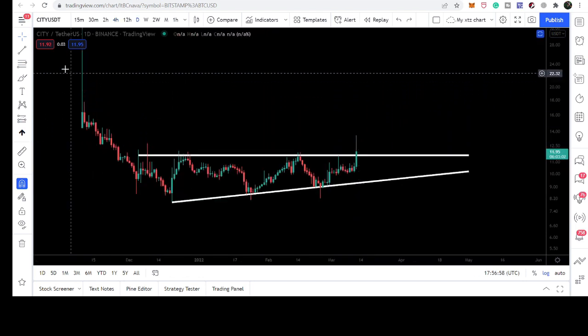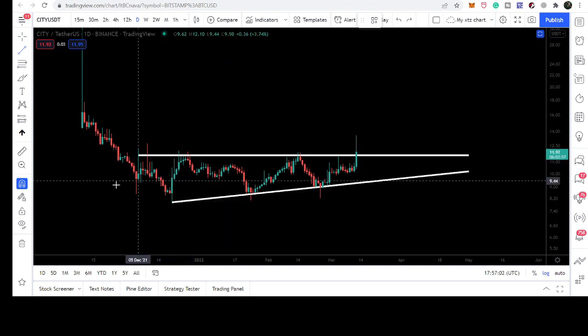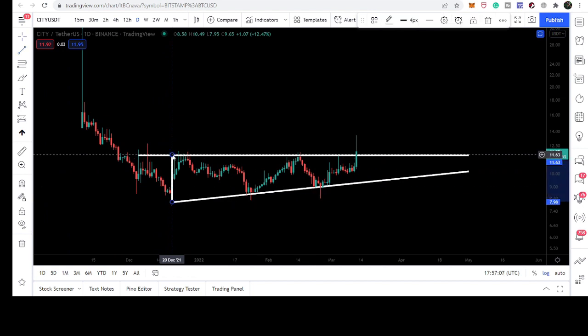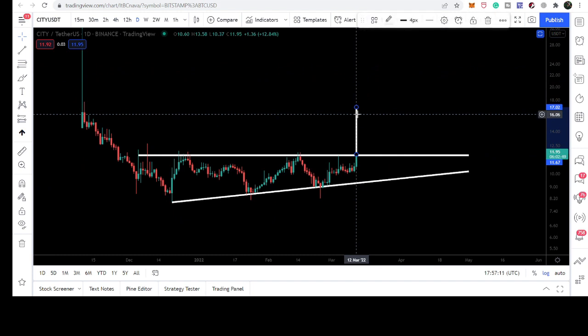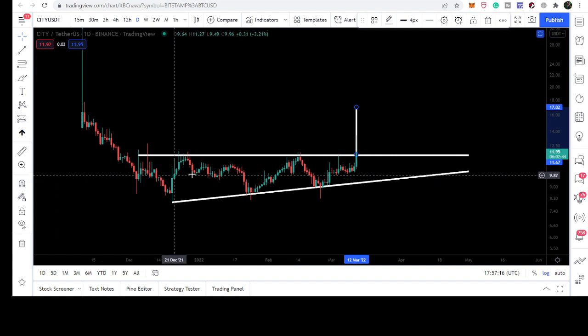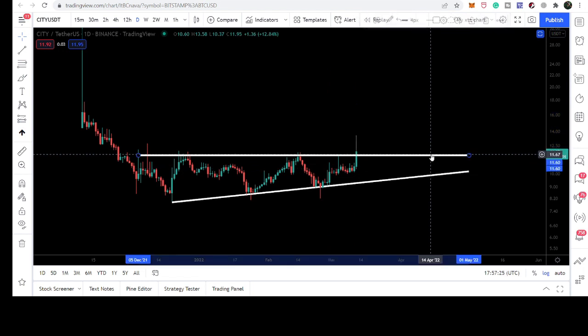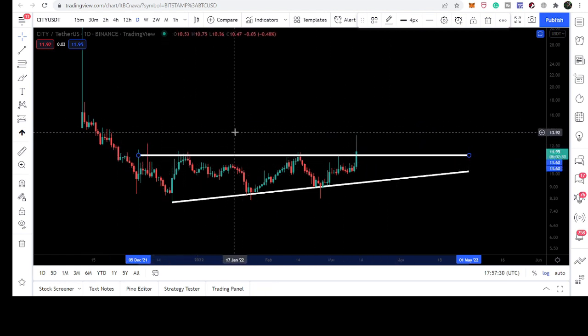Now if we take a look at the target for this breakout, then our target after this breakout can be, if I place this trend line here at the breakout point, approximately $17. But I'm expecting a bigger move because after a very long term, it has broken out this key resistance, and that was also a price level resistance of $11.60, and also the resistance of this ascending triangle as well.